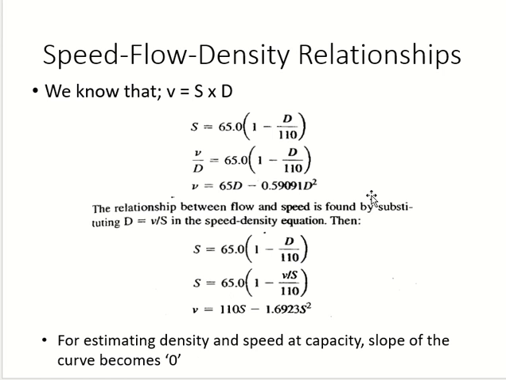So I now have two equations. From the first equation, I can replace S. So S equals what? V over D. I will take the value of S from here, V upon D, and put it in this equation. So this equation becomes between flow and density. If you put D on the other side, you will get this one. Clear? Any problems?